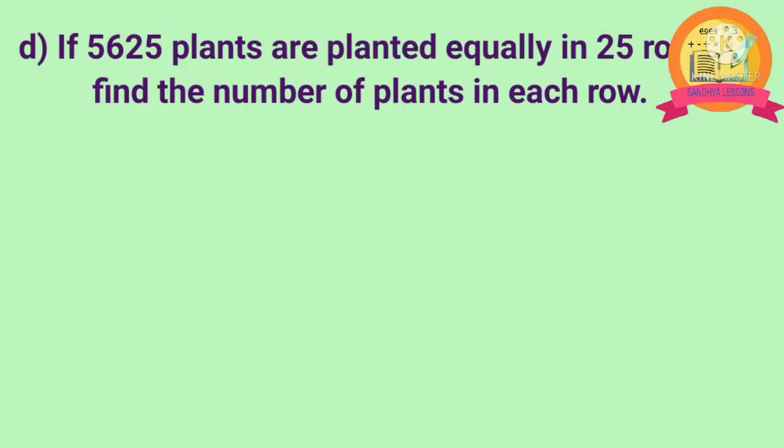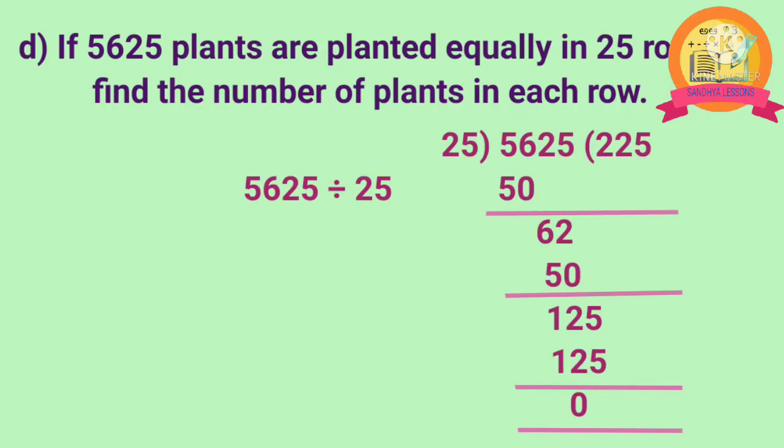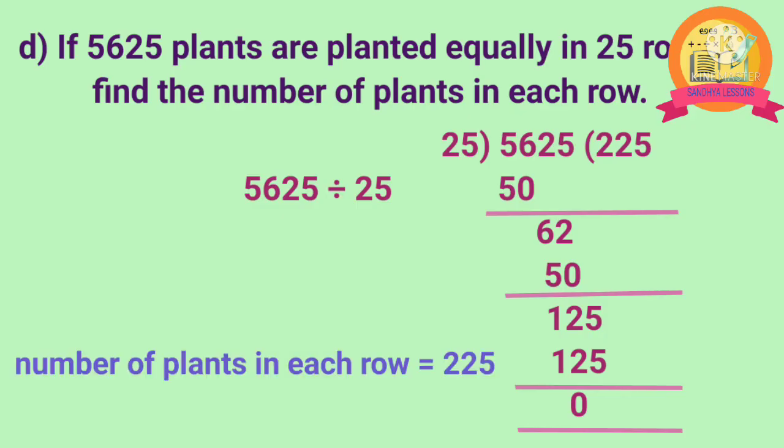Fourth problem. If 5,625 plants are planted equally in 25 rows, find the number of plants in each row. In the question, the number of plants planted in 25 rows was given. We should find out the number of plants in each row. That means to get the answer, we should divide 5,625 with 25. After dividing, we get 225. Therefore, the number of plants in each row is equal to 225.